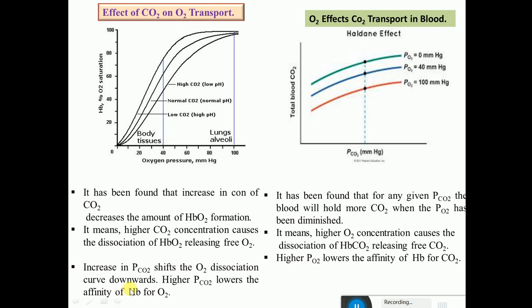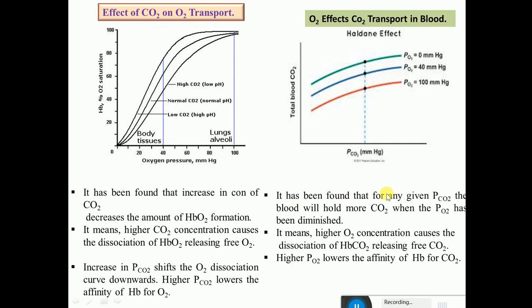Increasing the partial pressure of CO2 shifts the O2 dissociation curve downwards. That means the higher the pCO2, the lower the affinity of Hb for O2. So the affinity of Hb for O2 is lower, which means the saturation is becoming higher. Now here you can notice the O2 effect on CO2 transport in blood.